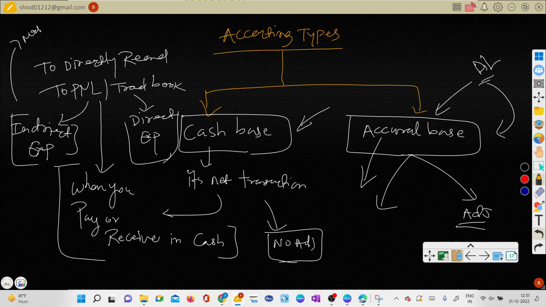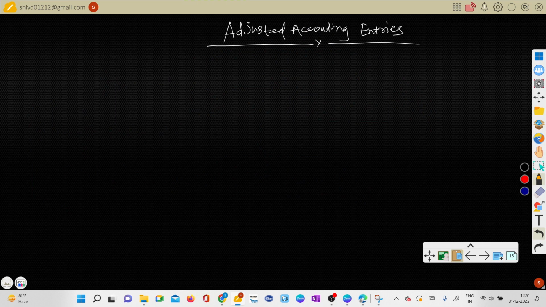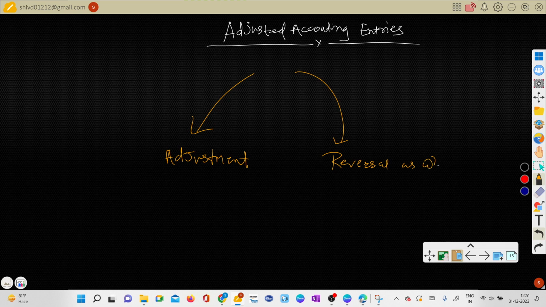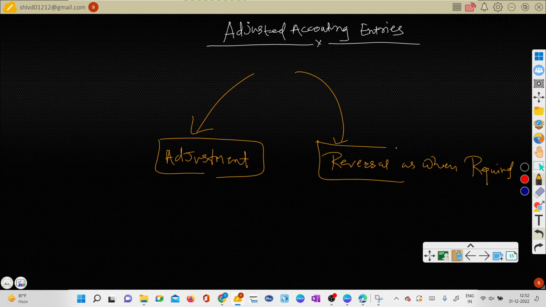And that's what most of the accounting entries which you would see, where you require adjustment and reversal. So that's what becomes very important. You require adjustment, you require reversal as and when required, because generally we follow this process.